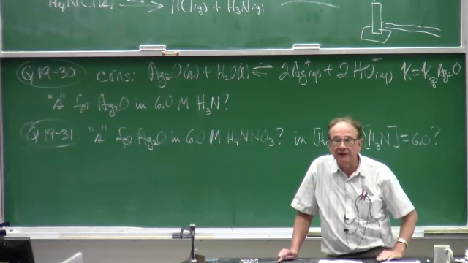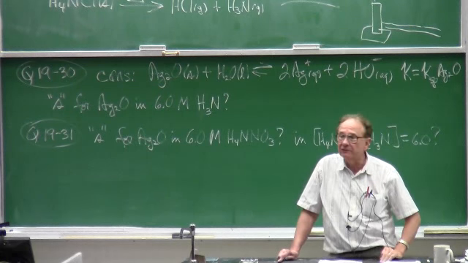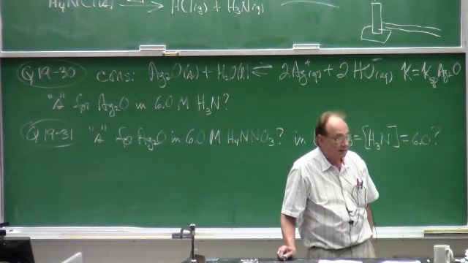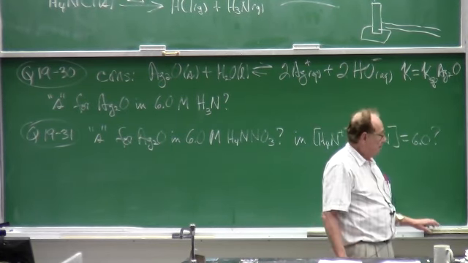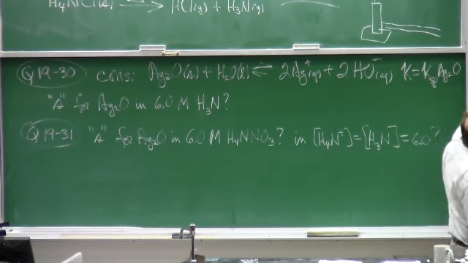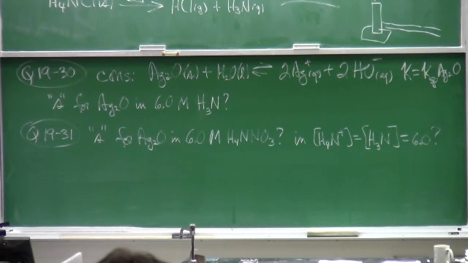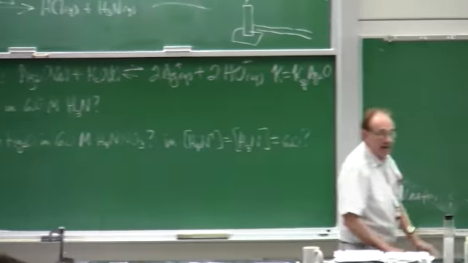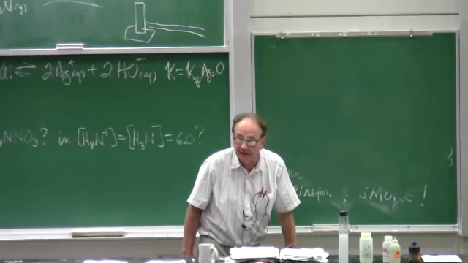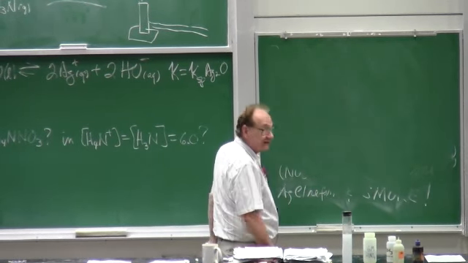You mix some silver nitrate solution with some sodium hydroxide solution. Remember that? And you made a brown-black solid that's not very soluble in water. That's silver oxide.